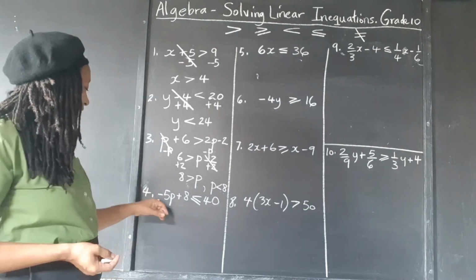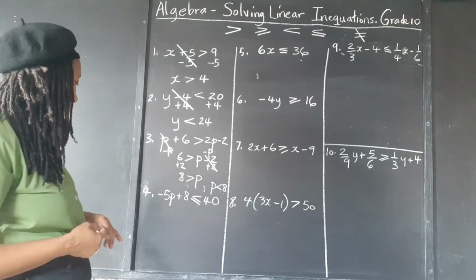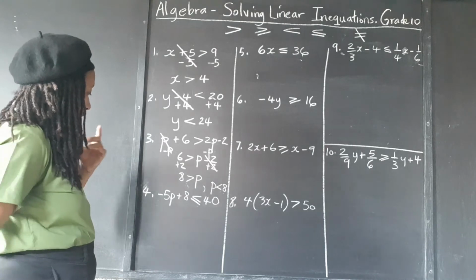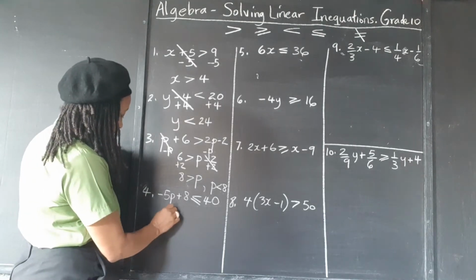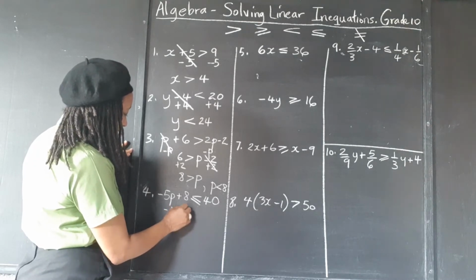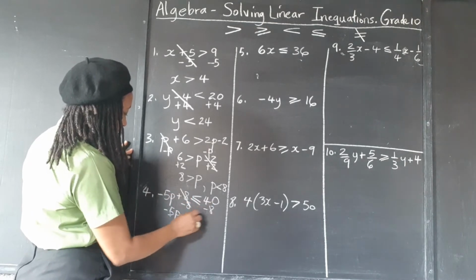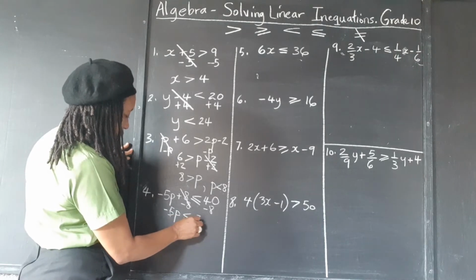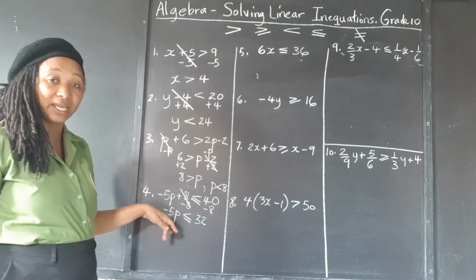So we have negative 5p plus 8 is less than or equal to 40. Alright, so we have negative 5p. We could bring it over, but let's work with it here. We're going to take 8 from both sides. So that's 0. So we end up with 32. Now to get p, we need to divide by negative 5.